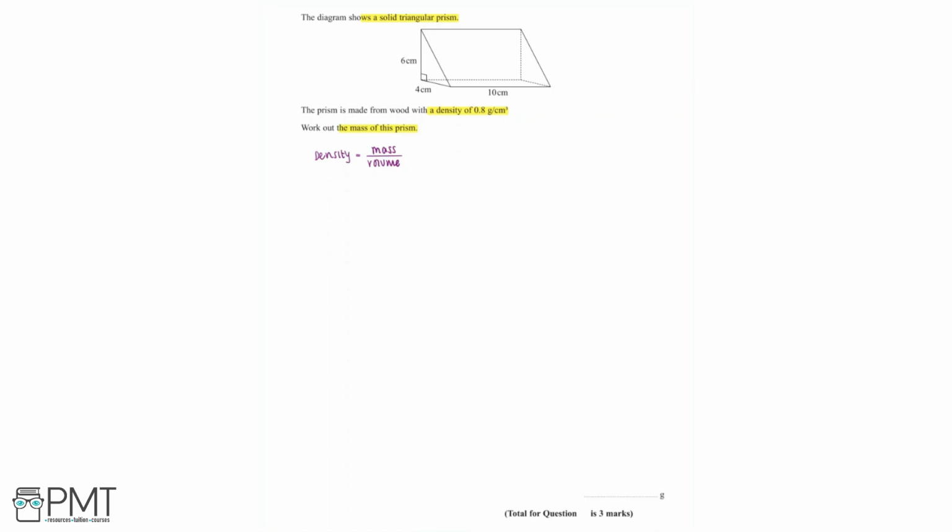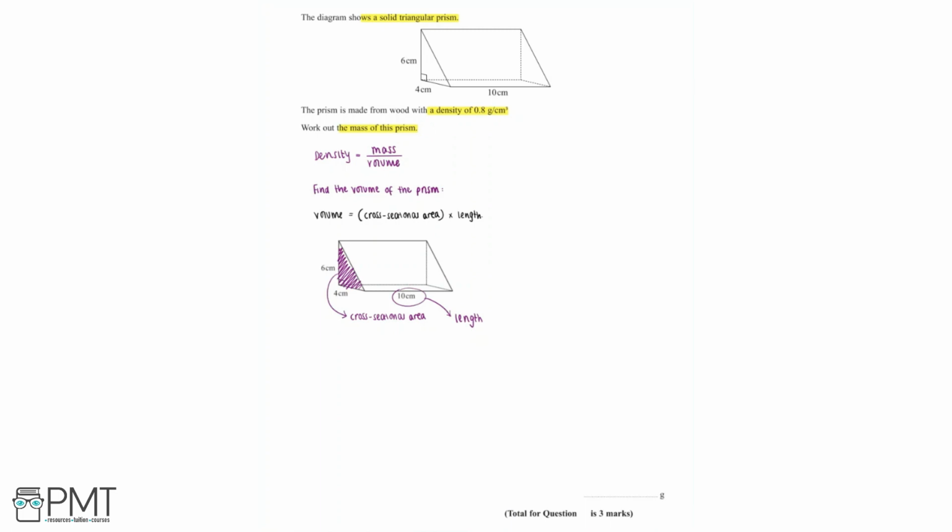But looking at our diagram, we have the dimensions of the prism, which will allow us to work out the volume. In order to work out the volume of the prism, we would find the cross-sectional area and then multiply this area by the length. This diagram might help. We can see that the triangle is our cross-sectional area, and we have a length of 10 centimetres. And we need to work out this cross-sectional area.